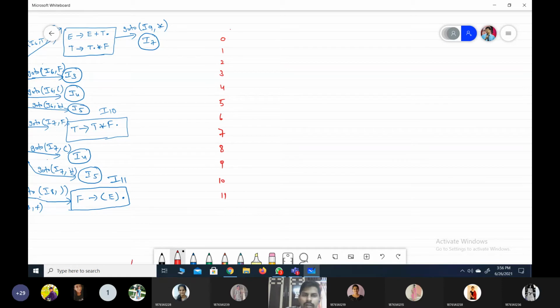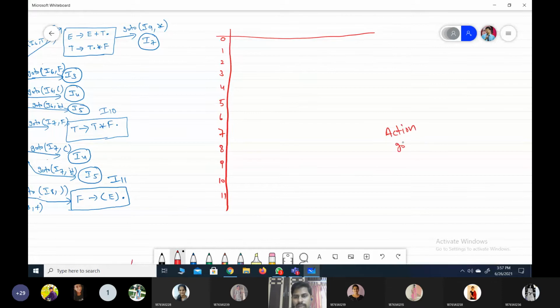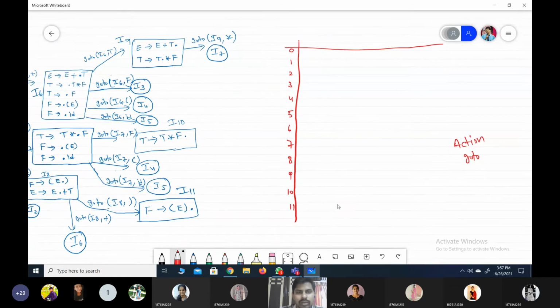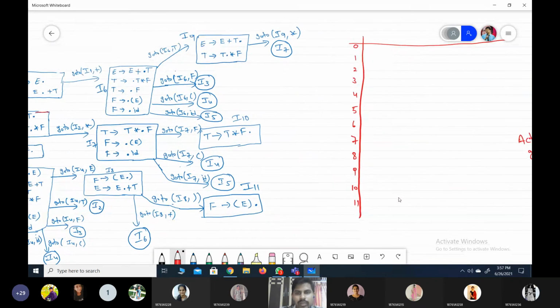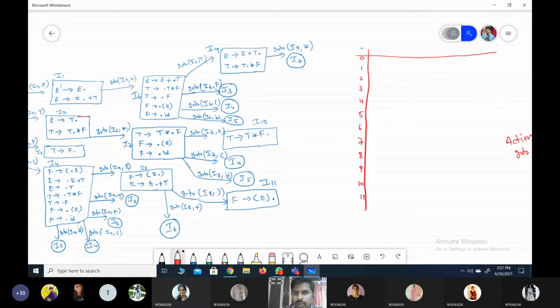Once we have written these item state numbers, the parsing table is divided into two parts. The first part is the action part. The second part is the go to part. In the action part, you have to define all the terminals only. So what are the terminals in your grammar? Write down the terminals in the action part. They are plus, star, open parenthesis, closed parenthesis, id. These are the terminals that you observed in the item set.